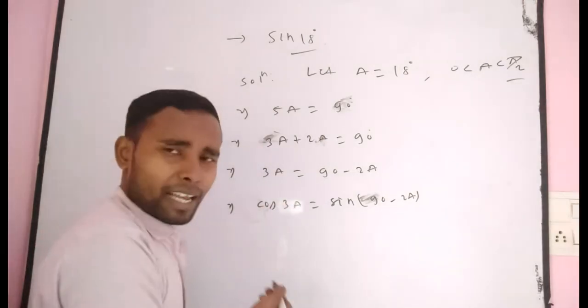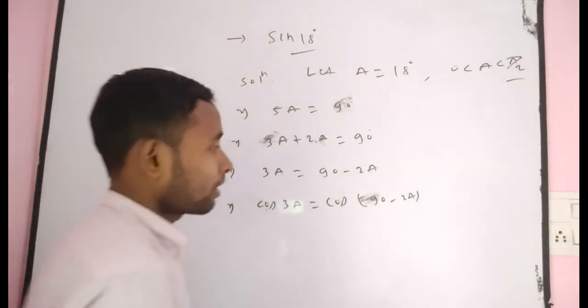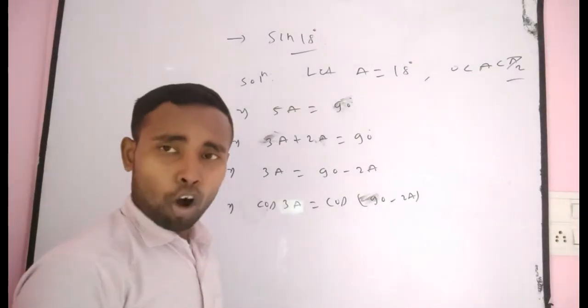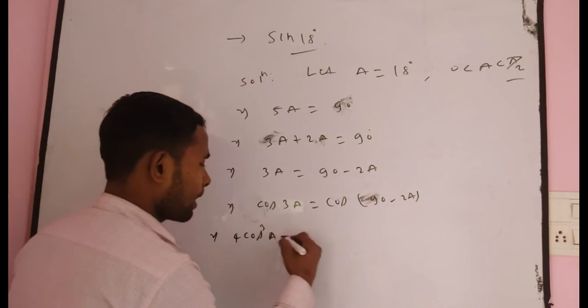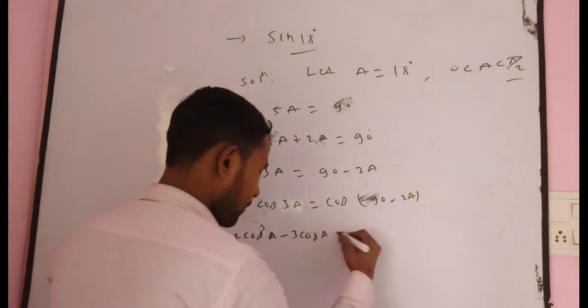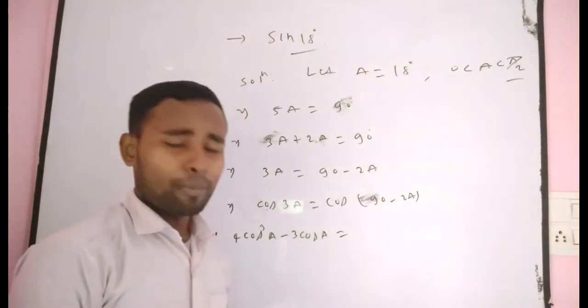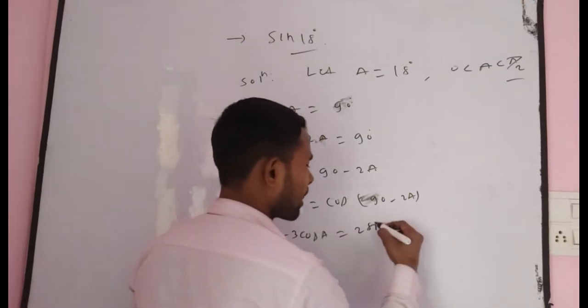You can prove it that way also, but I always try this way, which becomes easier. Now, if you use cos on both sides, then you definitely get cos 3a is equal to 4 cos cube a minus 3 cos a. Can you write it? Now, it is also equal to cos(90 minus 2a). Cos(90 minus 2a) is equal to sin 2a. As you know, sin 2a is equal to 2 sin a cos a.